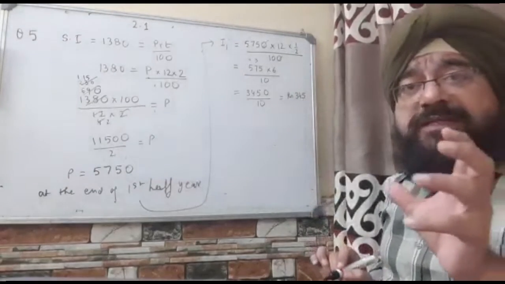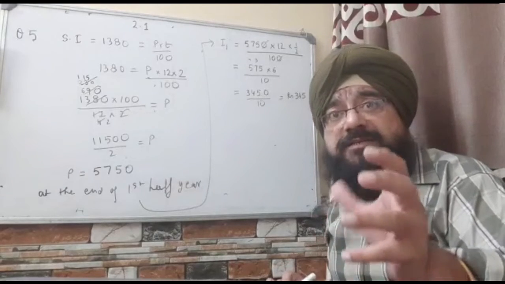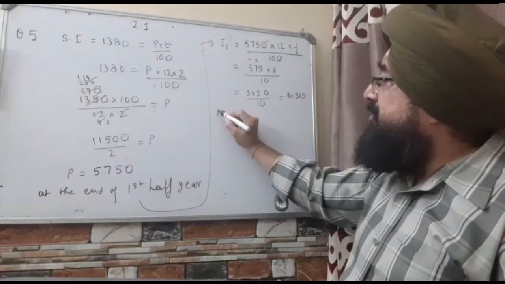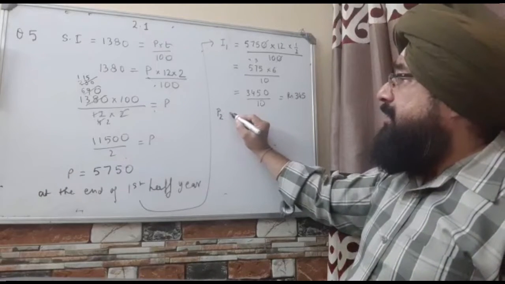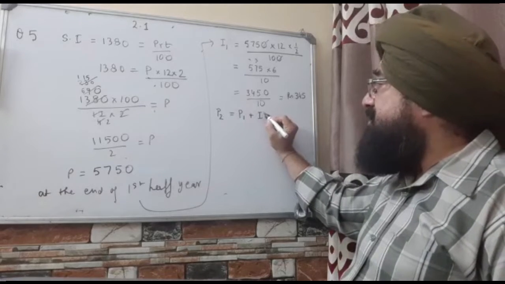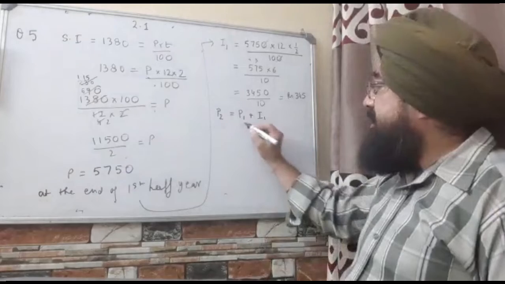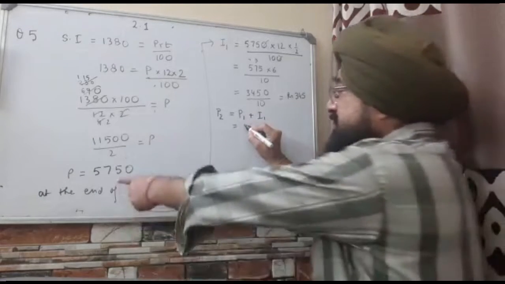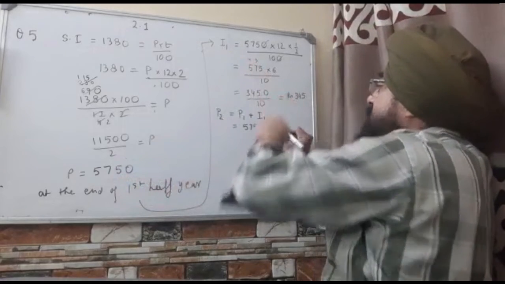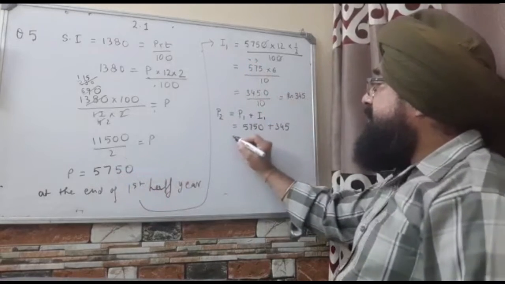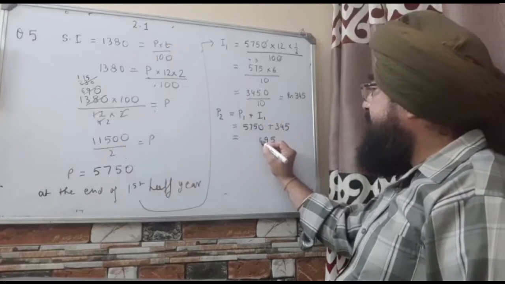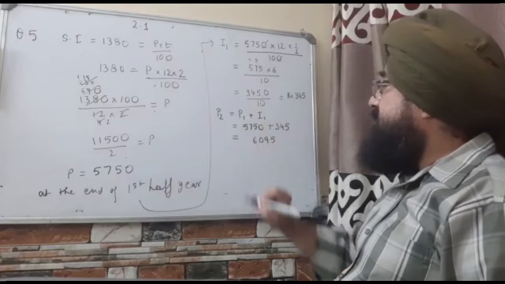But this is only the interest after 6 months. So therefore, principal for the second time period becomes principal for the first time period plus interest for the first time period. And that is, principal for the first time period was 5750 and interest for the first time period was 345. So that makes it how much? 5 plus 4 9, 3 plus 7 10, carry 1 6, 6095.